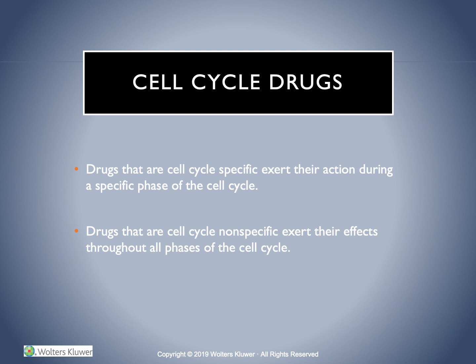There are also the cyclin-dependent kinase, or CDK, inhibitors. These drugs target specific proteins called cyclin-dependent kinases, which regulate the progression of the cell cycle. By inhibiting these kinases, the CDK inhibitors can halt the cell cycle and prevent cancer cells from dividing.